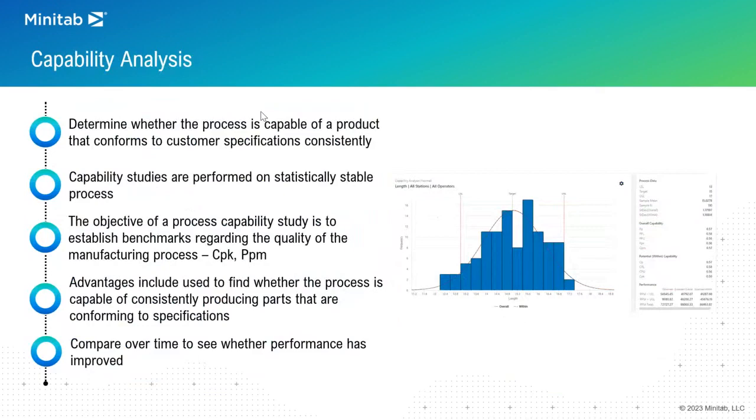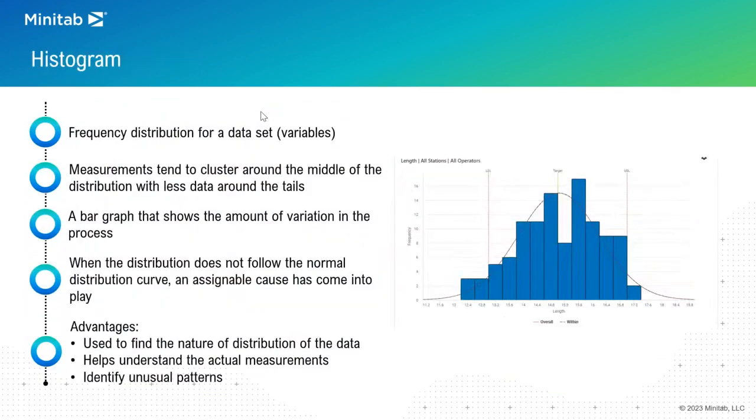An advantage is that it helps to find the nature of the distribution of the data. With control charts, you're really looking at your control limits. You're not looking at your specific measurements. In this example, you are looking at your specific measurements and the frequency of those measurements. It really helps understand what those actual measurements are, how often they've happened, and identify any unusual patterns, whether you're skewed to the right or skewed to the left.